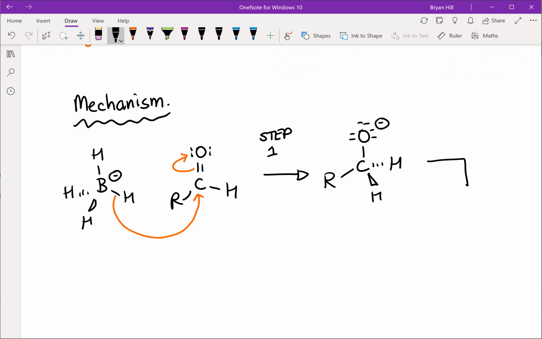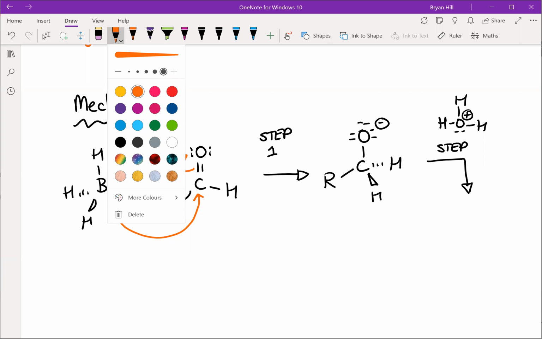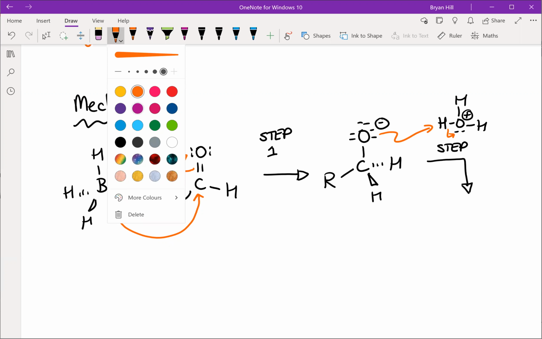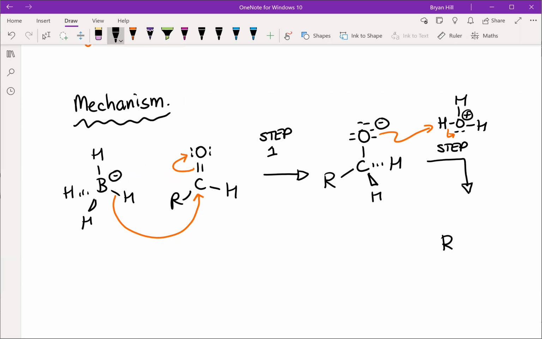And so you would stop the reaction by adding your source of H+. So step 2, you would add in some H3O+, and then this will get protonated. So oxygen's going to grab that proton, and you end up with your final product, which is the alcohol.